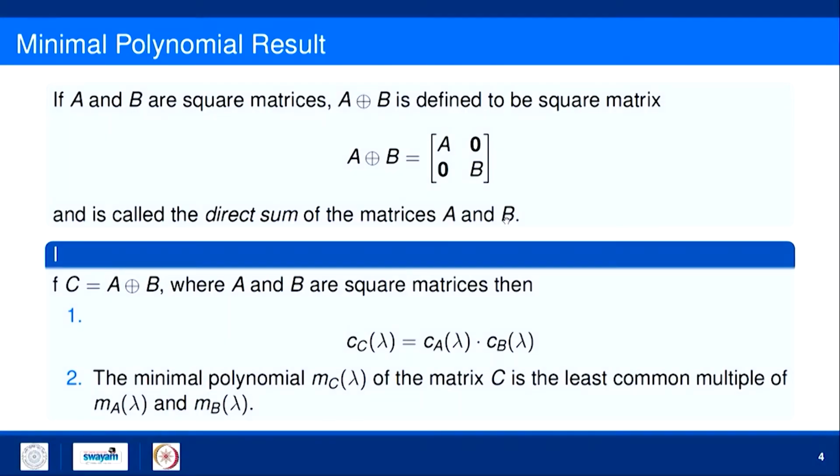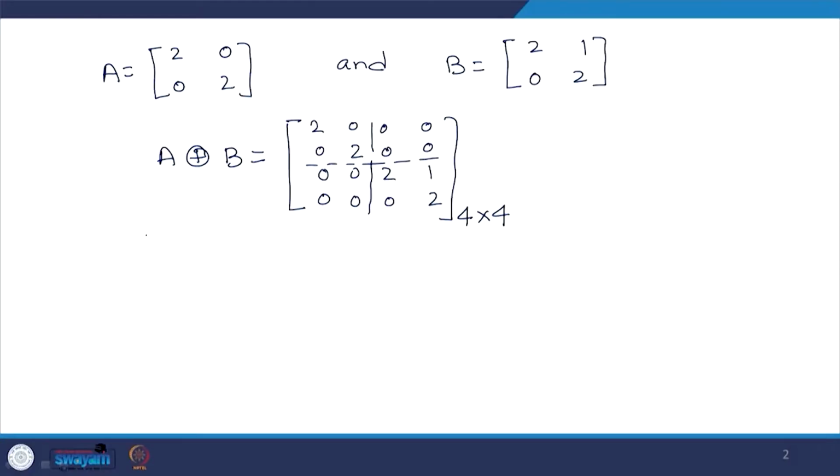Now what we will see is that if C is a direct sum of A and B, where A and B are square matrices, then the characteristic polynomial of C is just the product of the characteristic polynomials of A and B, while the minimal polynomial of C is the least common multiple of the minimal polynomial of A and the minimal polynomial of B. So, let us say C. Here the characteristic polynomial of C is given by the product of the characteristic polynomials of A and B.